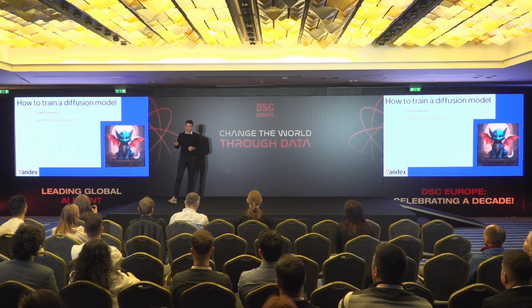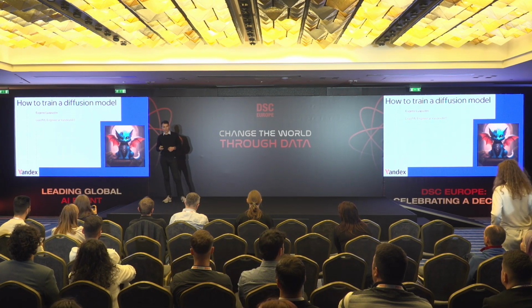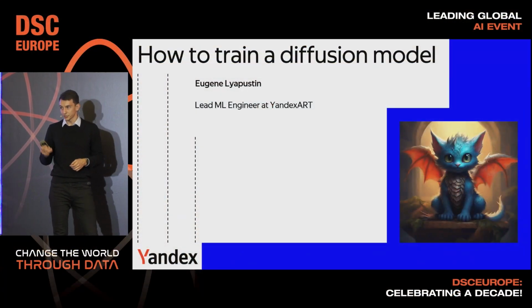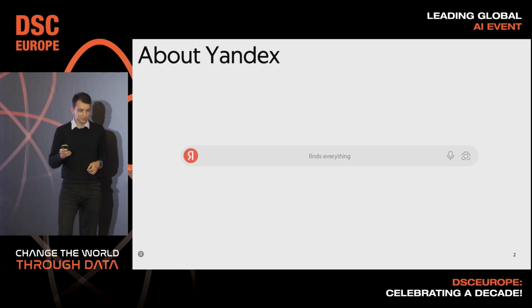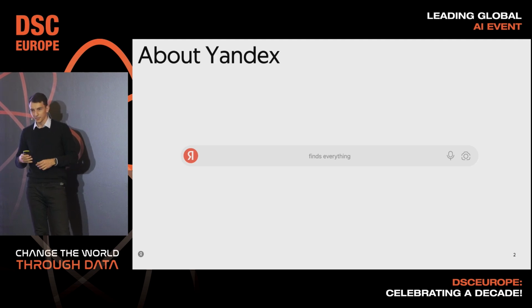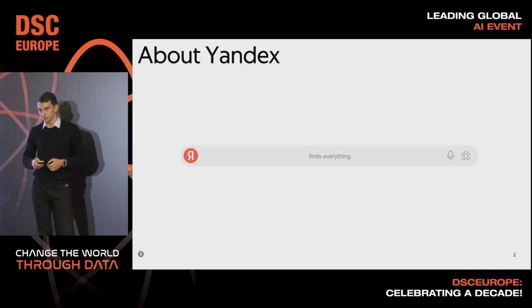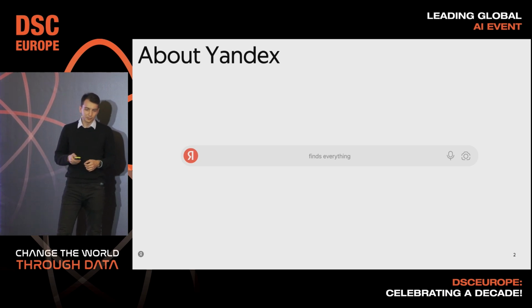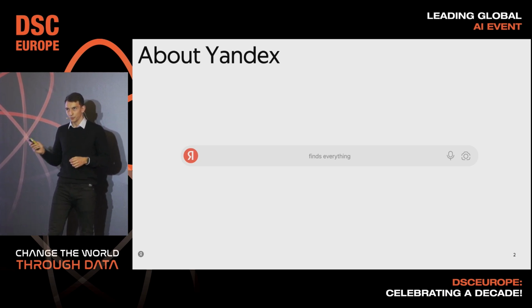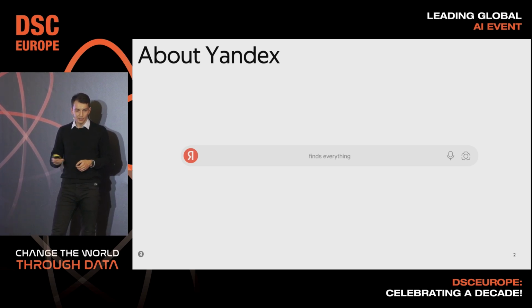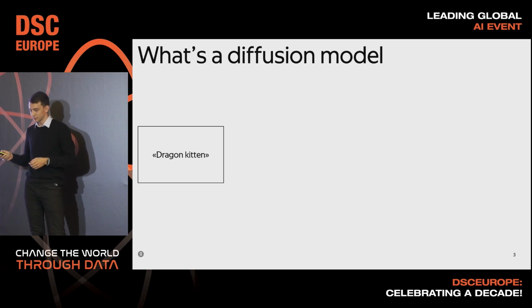Yeah, so hi everyone. Again, my name is Eugene Lyapustin. I work at Yandex, and we're building a diffusion model for image generation called Yandex Art. About Yandex, for those who don't know, Yandex is a big tech company in Russia that has a widely used search engine and a wide variety of services like taxi, delivery, electronic commerce, and more. And so we here can do much with image generation in our internal services. But let's dive into the topic.